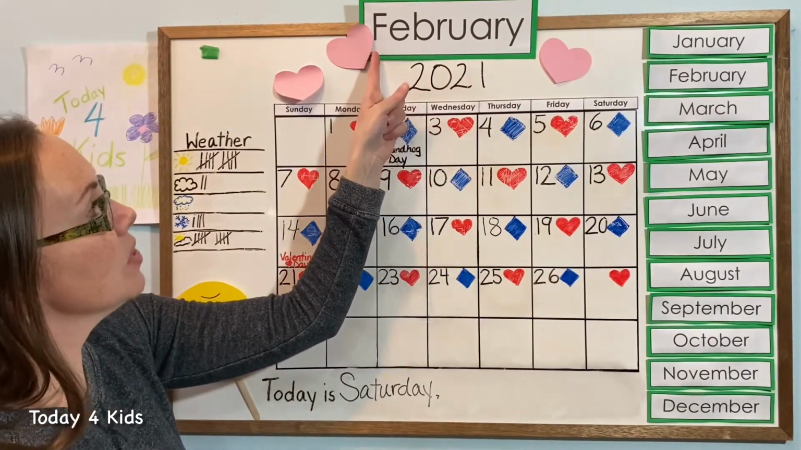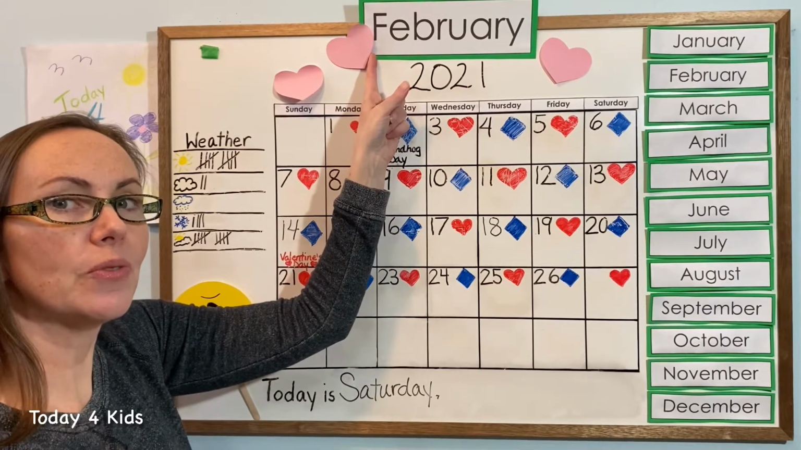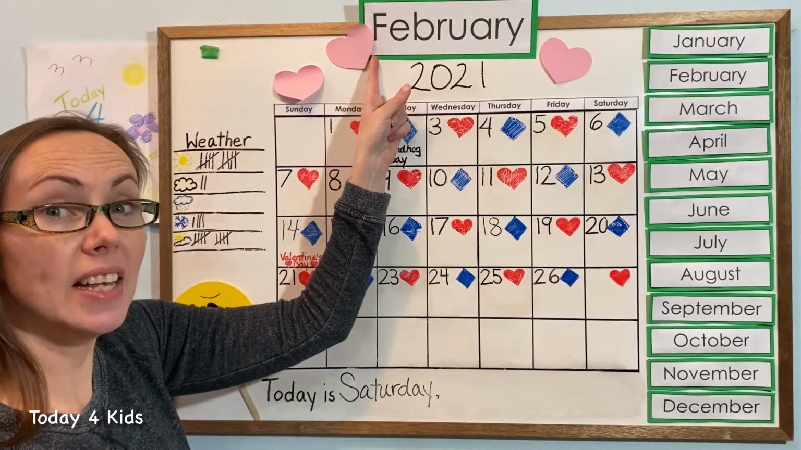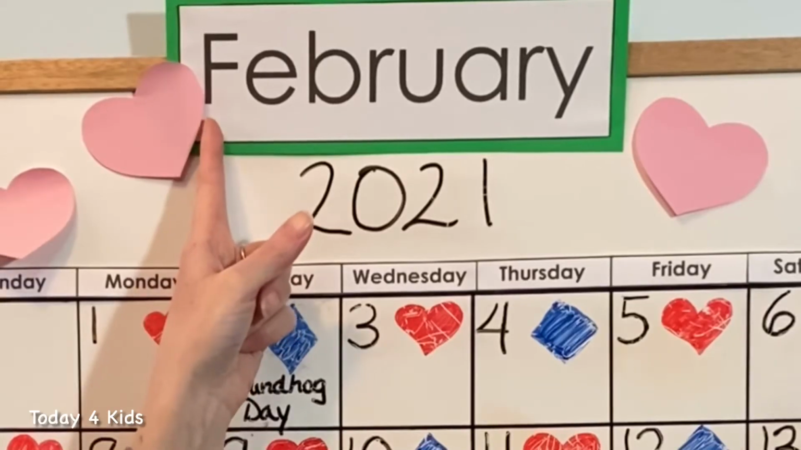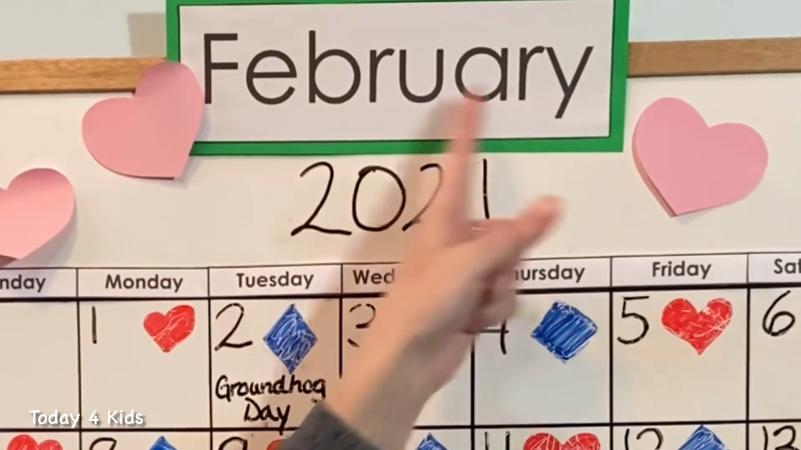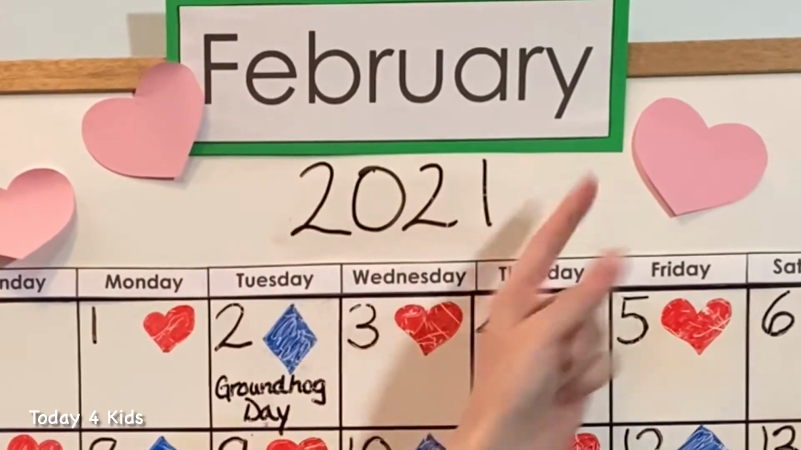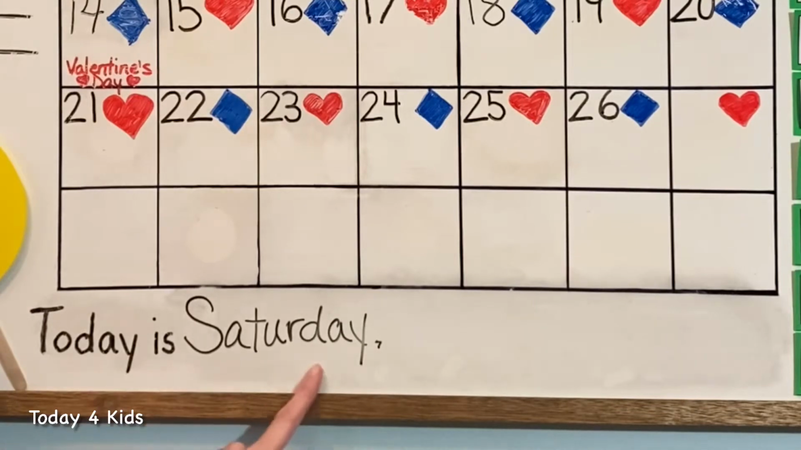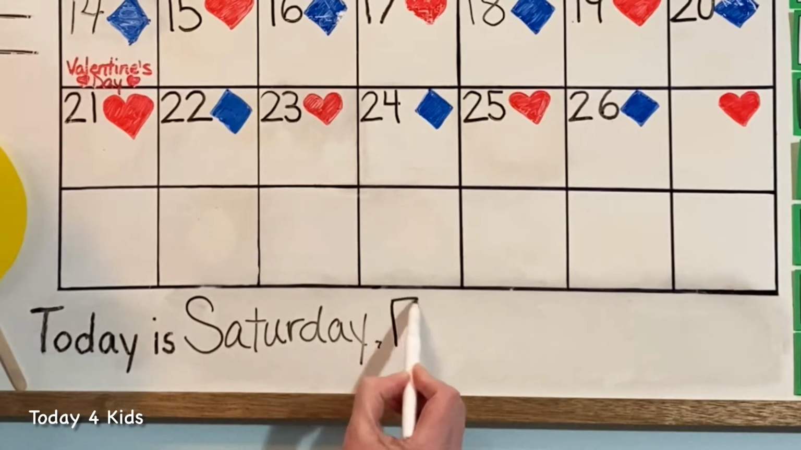So it begins with an F. And F sounds like F. Can you say F? Kind of like fuzzy or fun? F. And we put a capital F because it's the name of the month. So capital F-E-B-R-U-A-R-Y. February. And we can put that into our sentence. Today is Saturday, comma, and then a capital F because it's the name of our month.